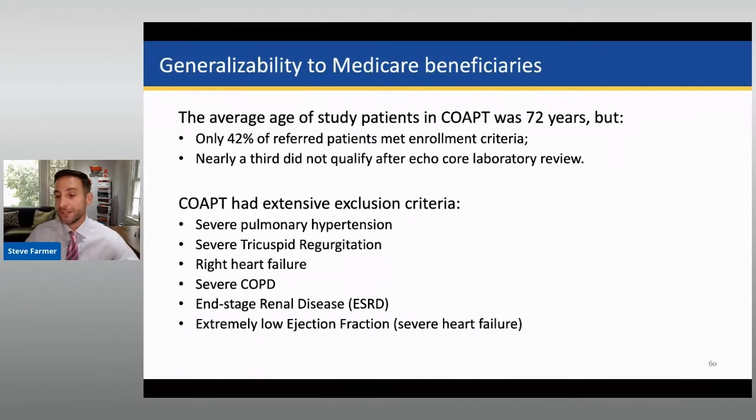But the COAPT study highlights the critical importance of patient selection. Only 42% of patients referred for randomization ultimately met enrollment criteria. Furthermore, nearly a third did not have their MR severity validated after review by an echo core laboratory. So clearly, if you put this technology into the wild without any kind of close observation, there's concern that you would not generate the outcomes that were observed in the COAPT study.